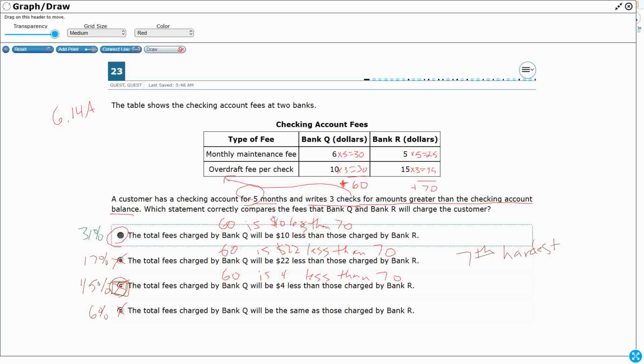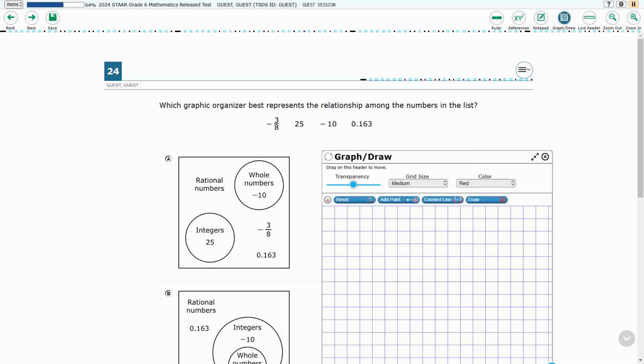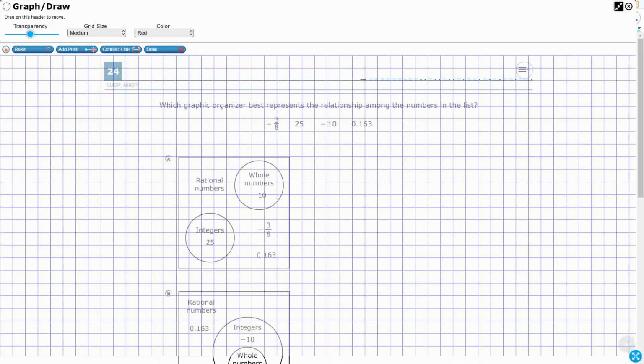One key being, what does it mean when you write 3 checks for amounts greater than the checking account balance? Because if you don't know that that's overdraft, then you're already a little bit behind the 8 ball. 5 months, monthly maintenance fee. Even assuming that some checking accounts have a monthly maintenance fee, there's some personal financial literacy learning here that we need to help our students process so they can successfully solve this problem. For number 24, we are classifying number sets. This is 6.2a.